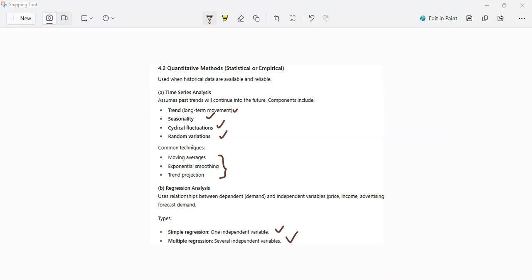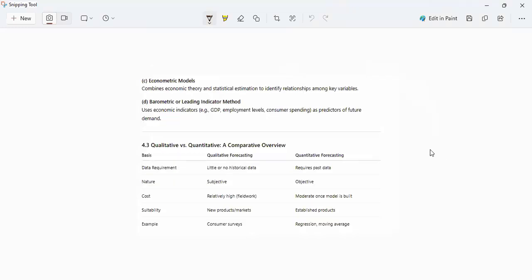These are the methods that we use when we're doing our forecasting. So now we also need to understand other quantitative methods that we have. We have what we call econometric methods. Econometric methods are those to do with barometric and leading indicators. We use these to predict GDP and consumer spending.